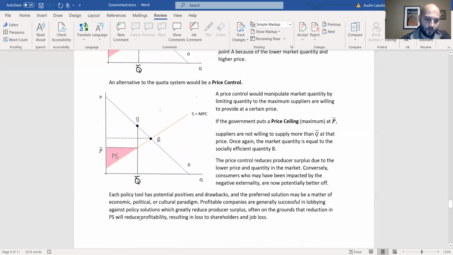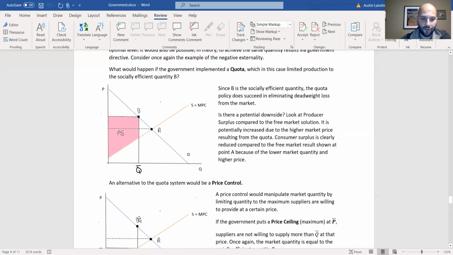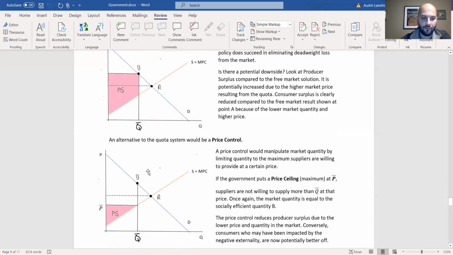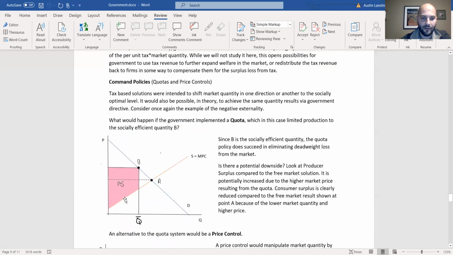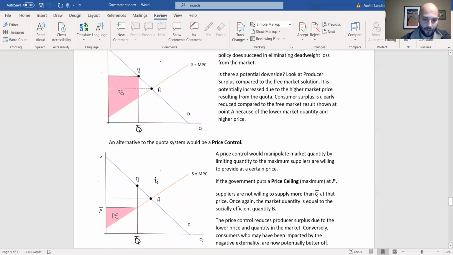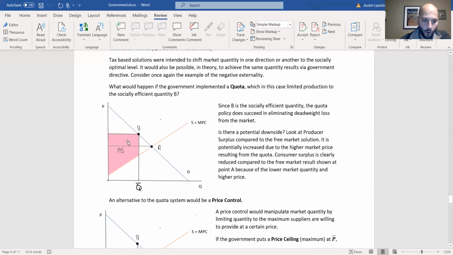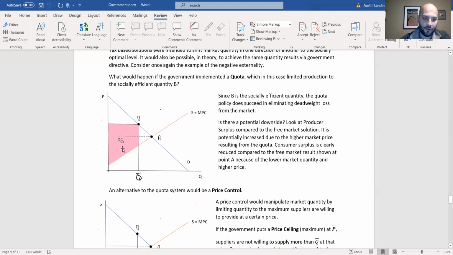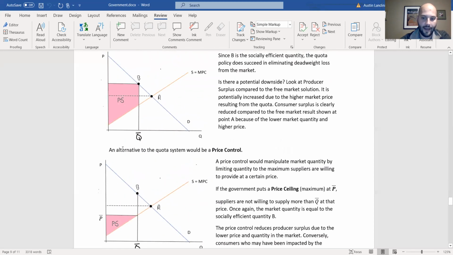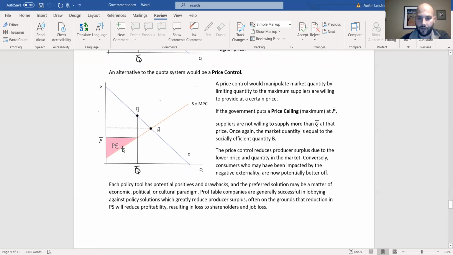And both of these policy tools have potential positives and drawbacks. Producers in general are going to spend a lot of money fighting this type of system because they don't want their price to be restricted. But in general, there could also be some surplus lost in this quota system too. So we have to consider positives and negatives. We might need to consider in a particular market, if we intervene, who can afford the greater losses? Is it producers or consumers? And that might again depend on relative elasticities.